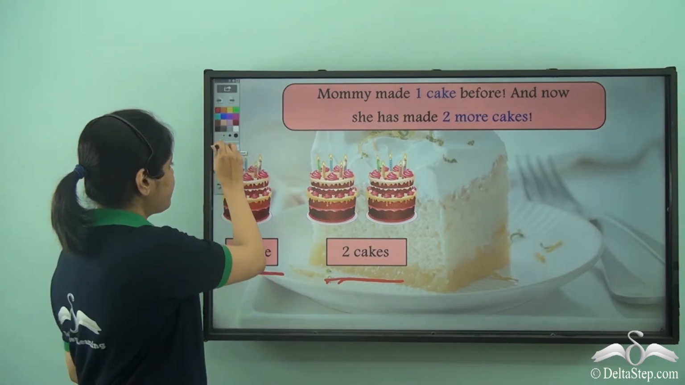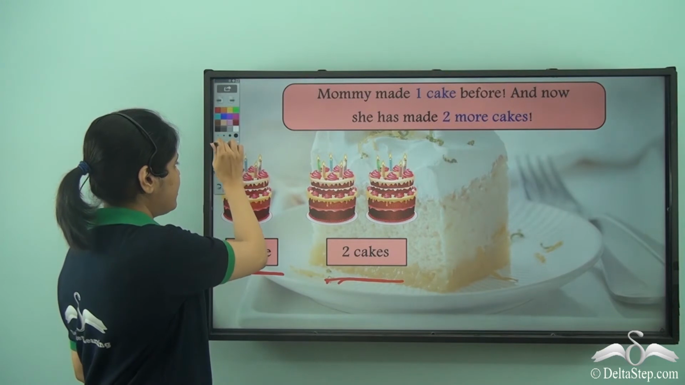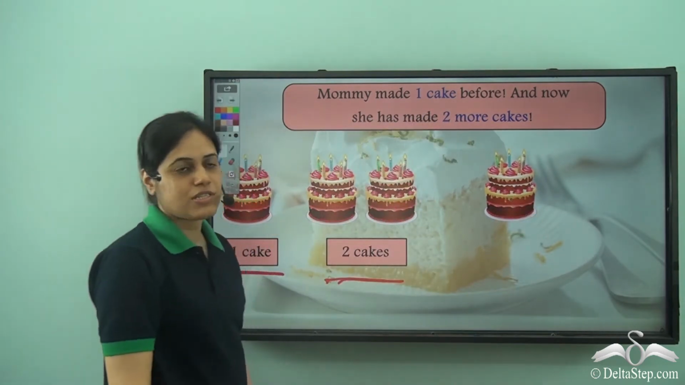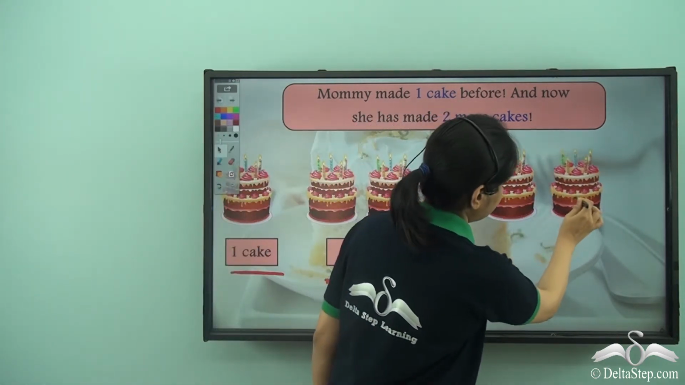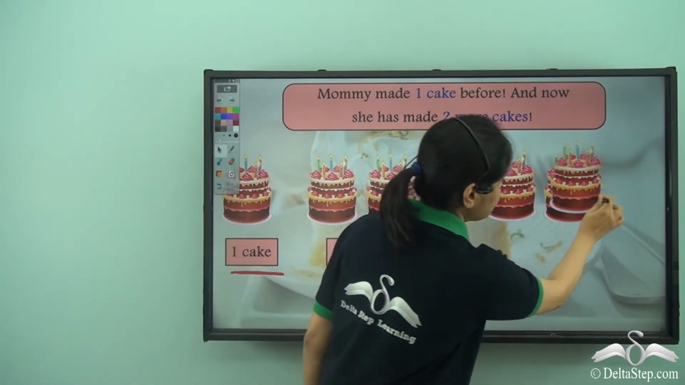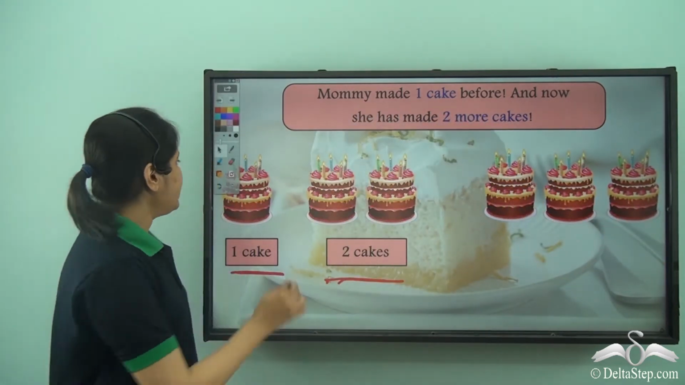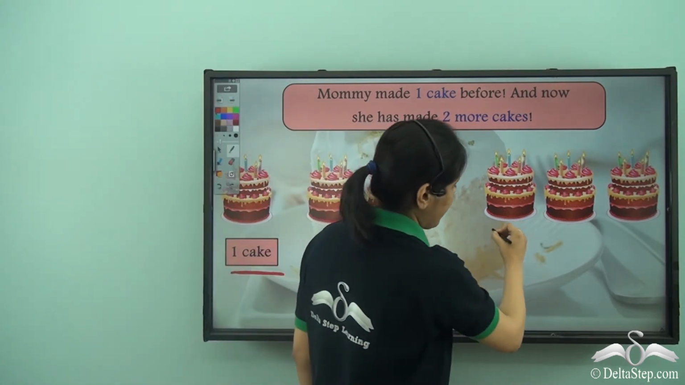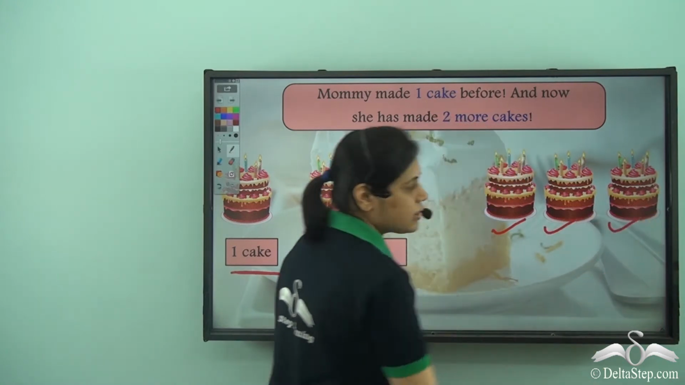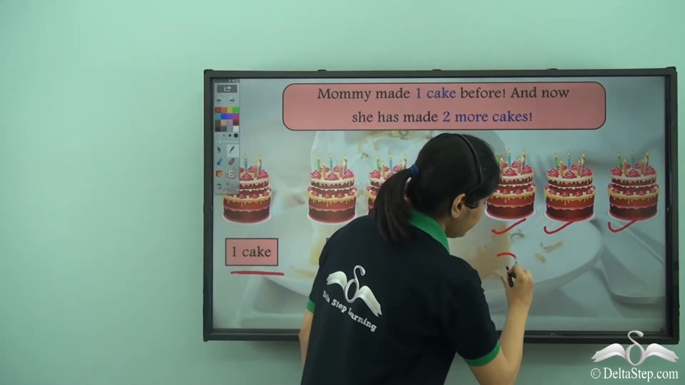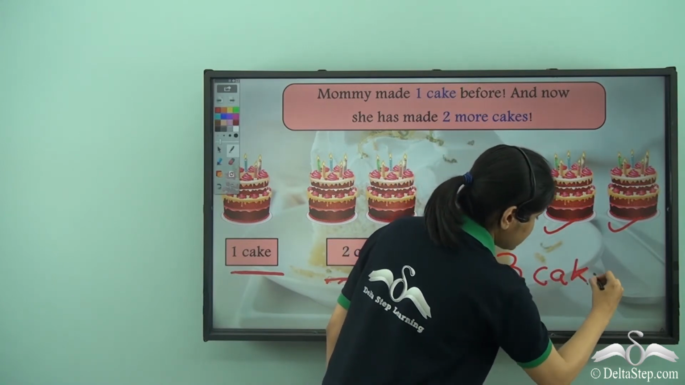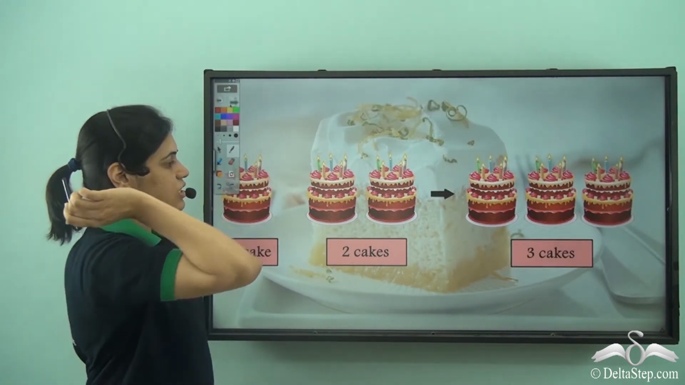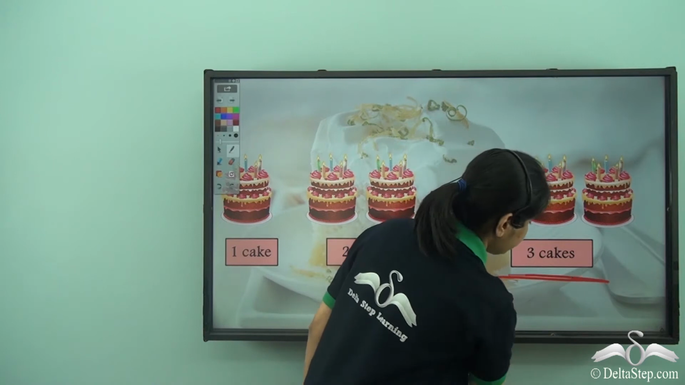Let's see. So let's first bring them all together. So this cake was prepared at first, then she made this and this. And let's count how many are there now. So now we have 1, 2, 3. So in total, we have 3 cakes now, right? So the baby duck has 3 cakes now in total.